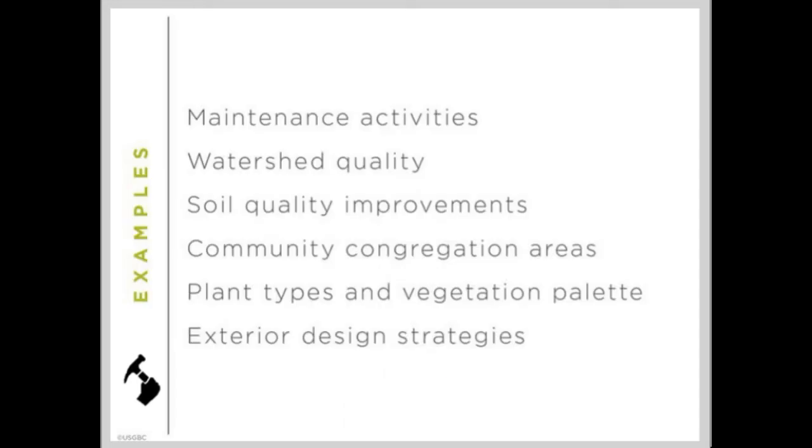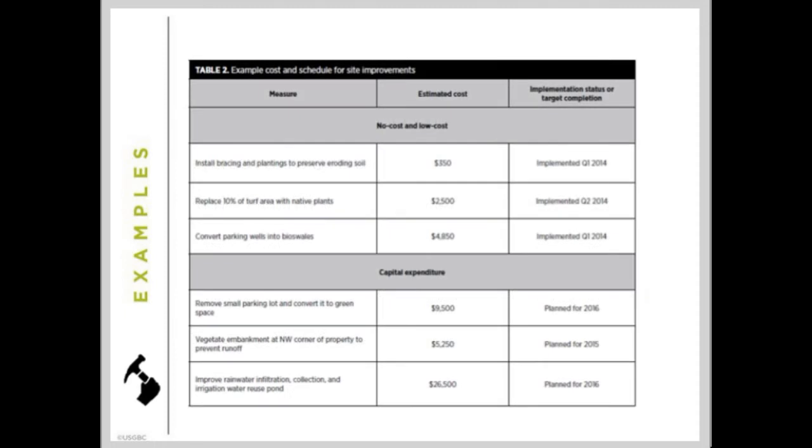Listed here are a few examples of site improvement measures. If a measure is not implemented and there are no plans for future implementation, the project should provide justification for why the measure was rejected. You can also see an example of low-cost and capital cost items and schedule or timeline as documented by a project.